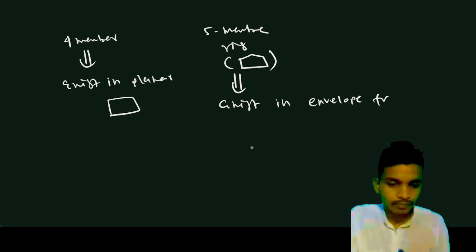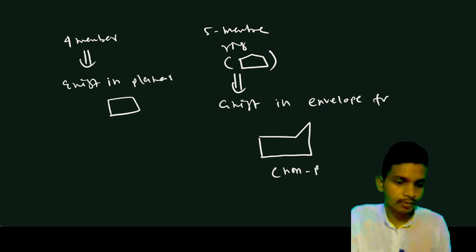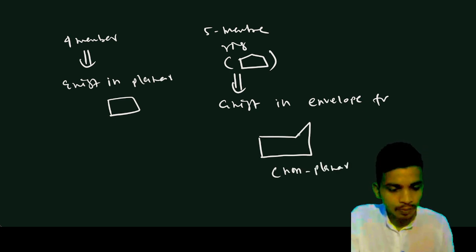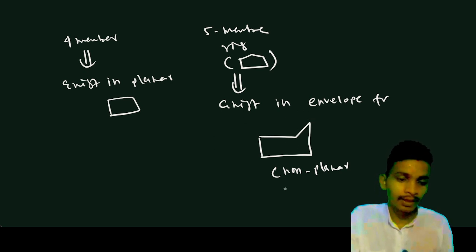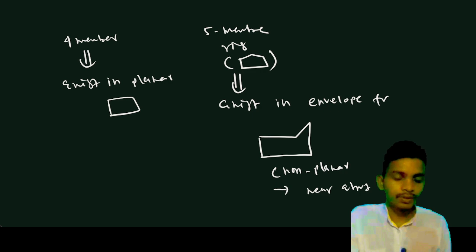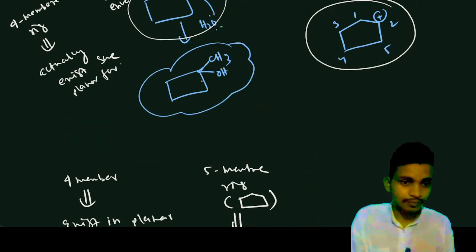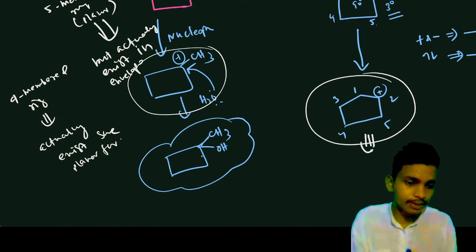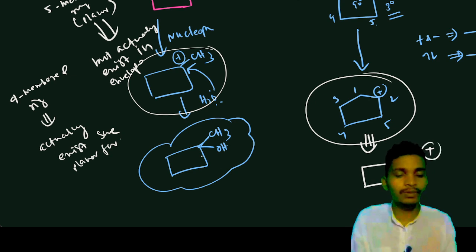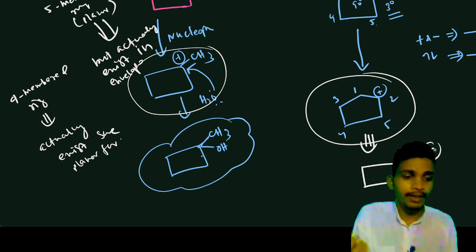In the sense that it is going to be like this envelope form, and this is non-planar. It means that one carbon is going to be outside of the plane. Okay, and this angle is near about 120 degrees. So that's why it is shifted from 4-member to 5-member ring, because in the 5-member ring it gets more angles. Okay, so here it actually exists in envelope form. That's why this carbocation is shifted to the 5-member ring. So here it gets more angles. Now this carbocation is stable.